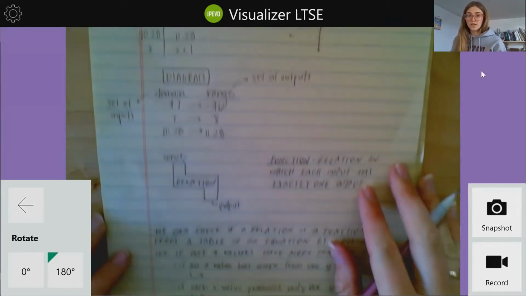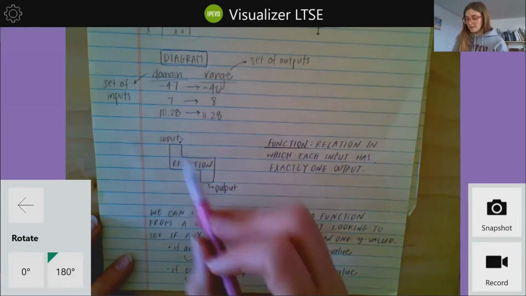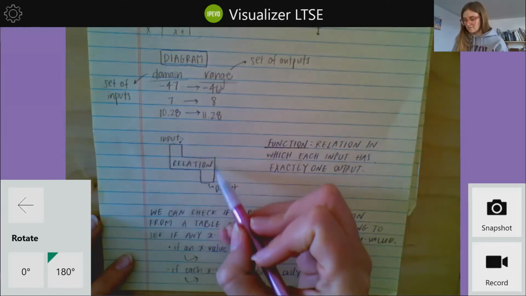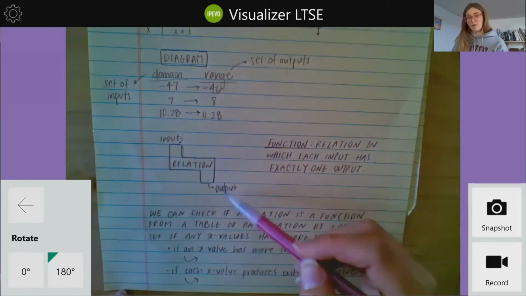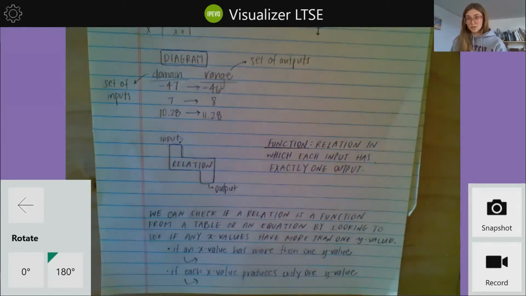So again, a relation in math, I kind of think of it as like a machine where you put in an input and then the machine kind of works on it and does something to it, and then out on the other end comes that output. So input and then output. And a function, as we learned in 4.1, is a specific type of relationship in which each input has exactly one output. Each input has one output.